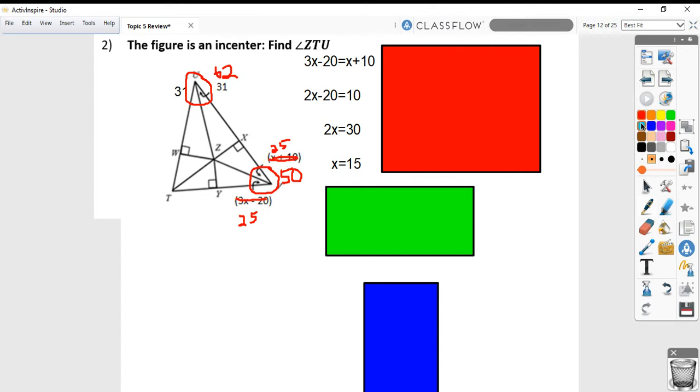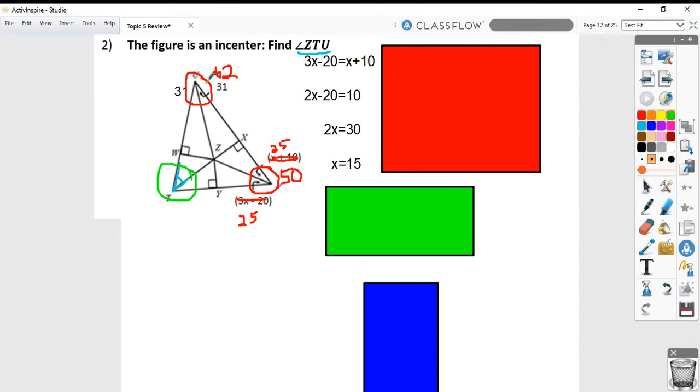So the question is asking about angle ZTU. That's this angle right down here. Angle ZTU is this one right here. Okay, so here's what I'm thinking. If we can find the whole entire corner, if we can find this whole thing, we can just cut it in half to answer the question that's being asked.